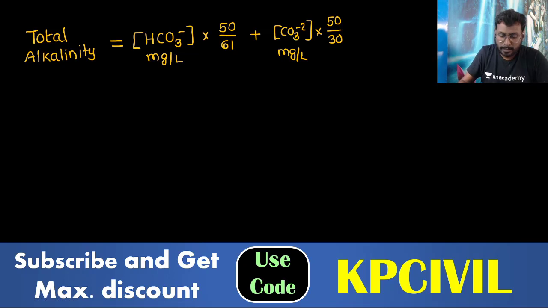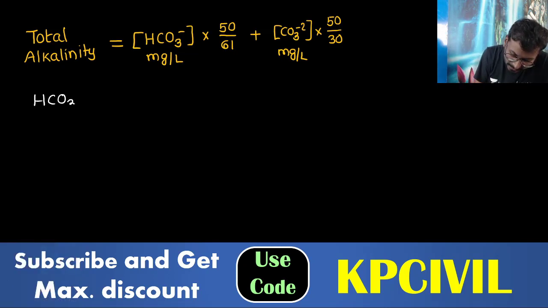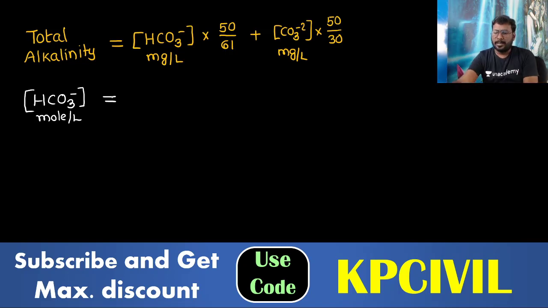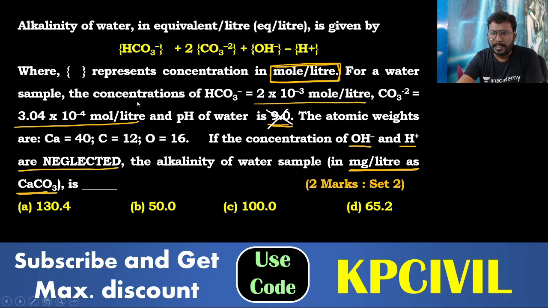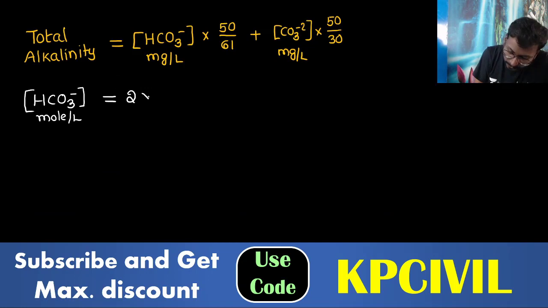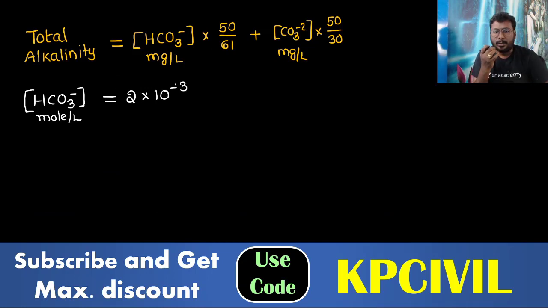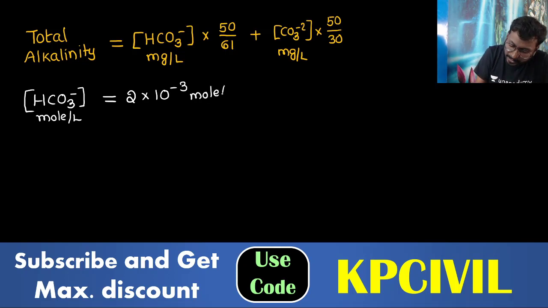Is it clear? Now, what is the given data? Bicarbonate HCO3 minus. In which units was it given? HCO3 minus is given in mole per liter, 2 into 10 power minus 3 mole per liter. But do you need it in mole per liter or mg per liter? You need it in mg per liter, clearly written here.